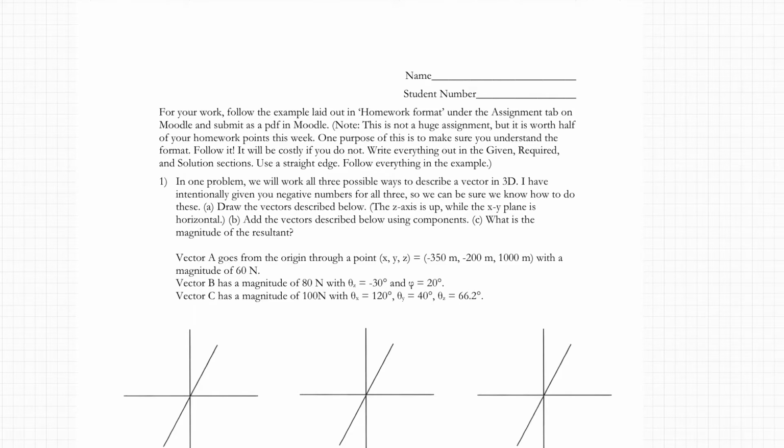Okay, so here we are. I think this is homework 3. Anyway, so again, we're gonna follow the homework format here as best we can.